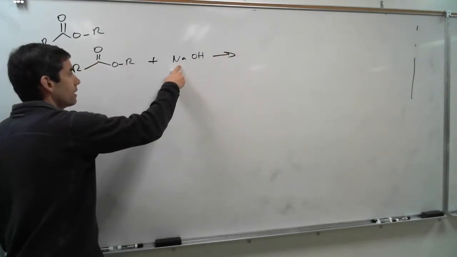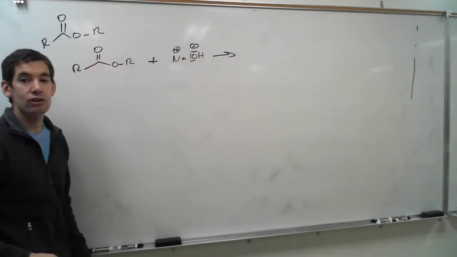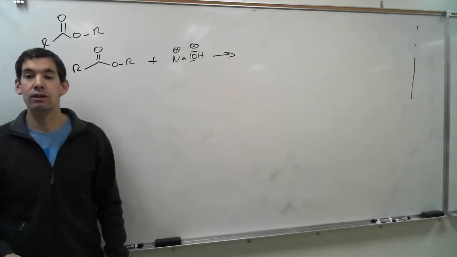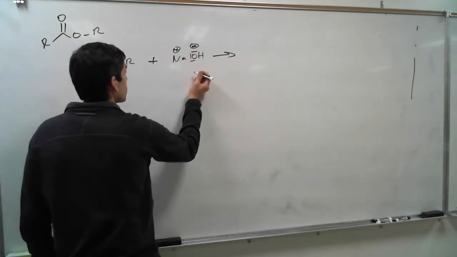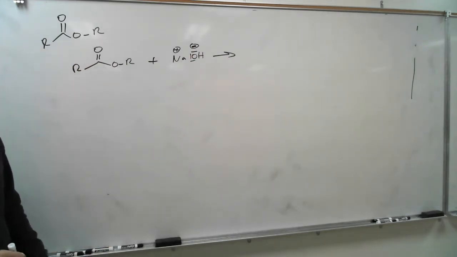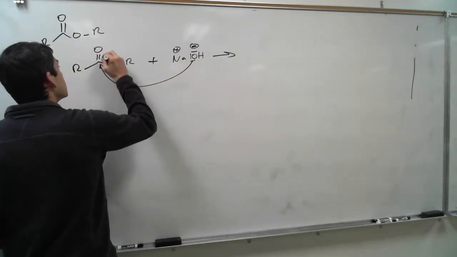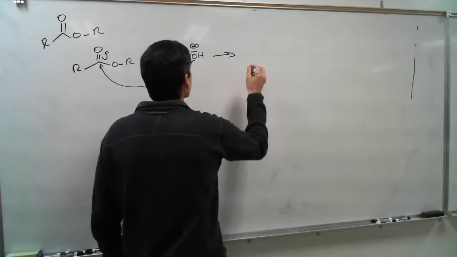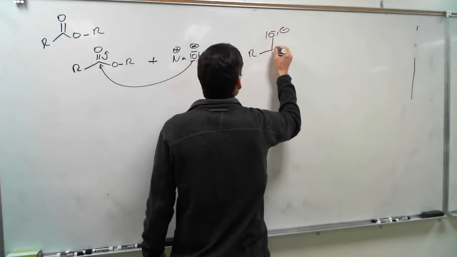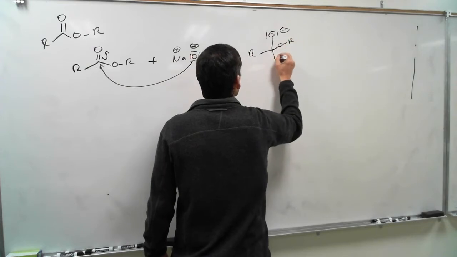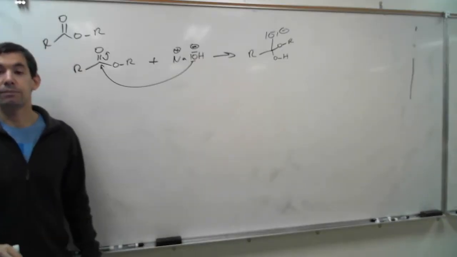Already we know NaOH, so in NaOH the oxygen is going to be negatively charged. So what do you think is going to happen here? What do you think our OH is going to do? That negatively charged OH can be very attracted to something very partially positive, which would be our carbon. And we get to this species here, this tetrahedral intermediate.